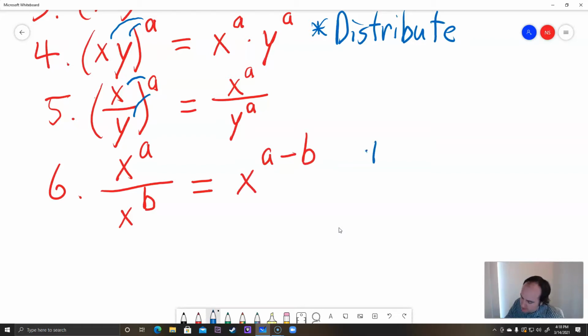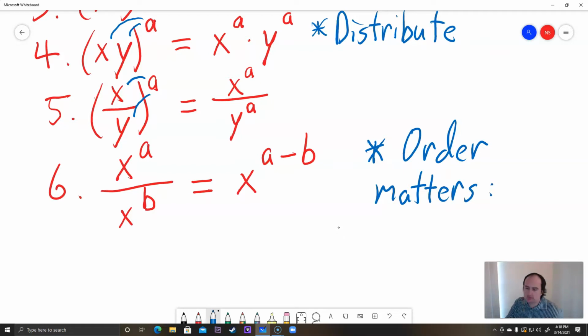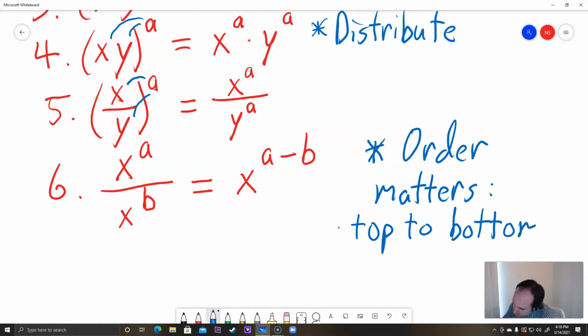Okay, and over here on the side, I'm going to write down what I just said. Order matters. And the order is exactly the way you think it would be, given that we're learning in an English-speaking region. So the order is the same order you read, top to bottom, left to right. Top to bottom. That's numerator to denominator for the dividing. And then it's going to be left to right for the subtracting.